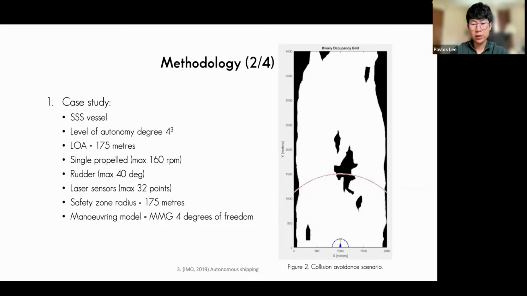The navigating area considers only static obstacles of the restricted sea area. A safety zone around the ship of radius 175 meters is considered. Finally, MMG model of 4 degrees of freedom models the maneuverability of the investigated ship. The ship's main objective is to navigate in this area and exit through the narrow north gates without colliding and by keeping the obstacles out of the safety zone.